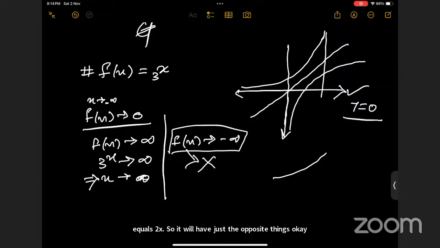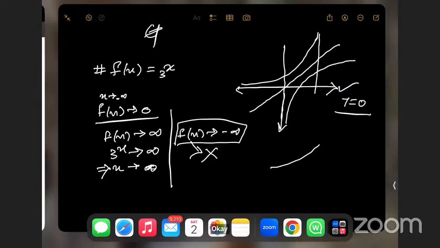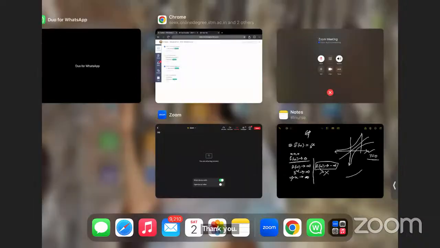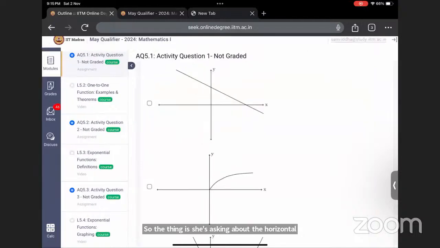Ma'am, in 5.1, in the whole lecture, we were taught only about the horizontal asymptote. So the thing is, she's asking about the horizontal asymptote and the vertical asymptote. In the exponential function, the vertical asymptote will never happen, and vice versa. In the logarithmic function, you will face only the vertical asymptote, and here it is only horizontal. They will never interact. That is the answer for your question.